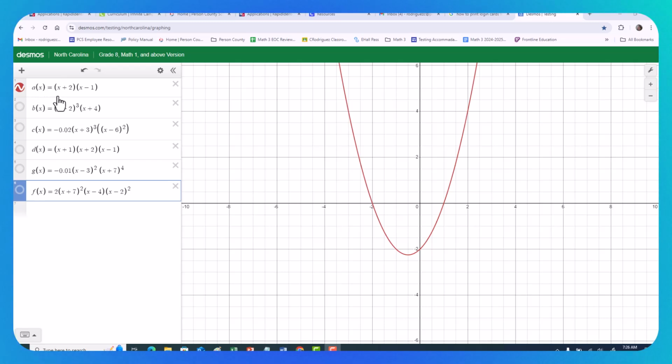So now I'm going to look at the first graph to see if my predictions are true. So I predicted that f of x is going to approach positive infinity both on the right and the left, which is what happened.